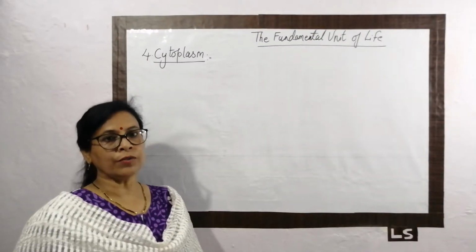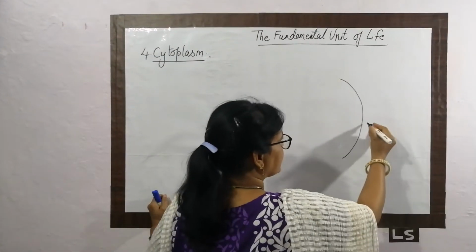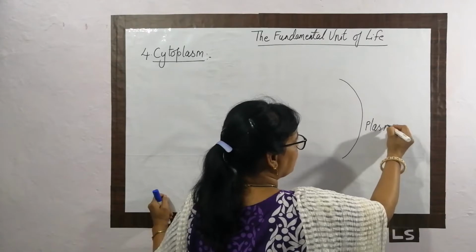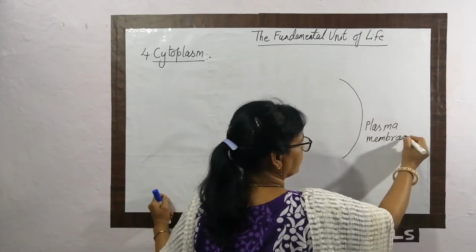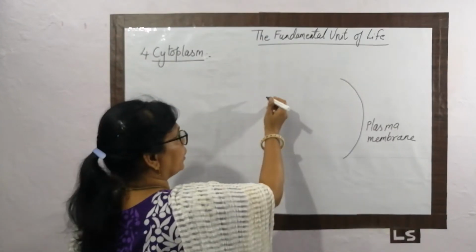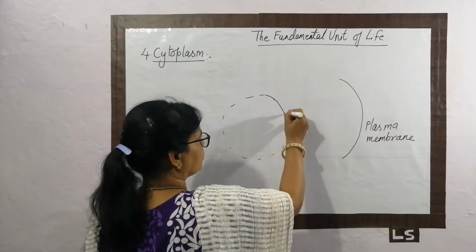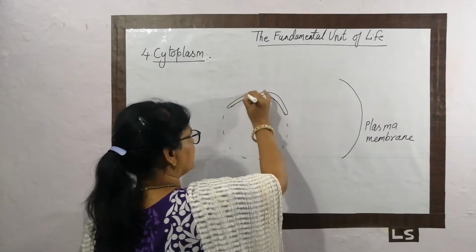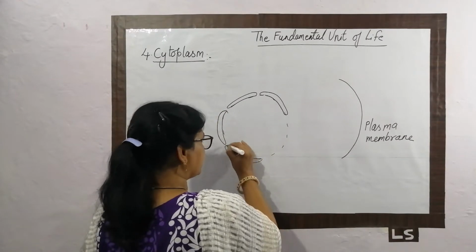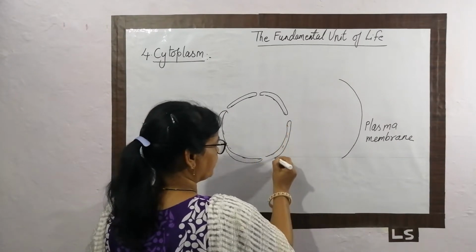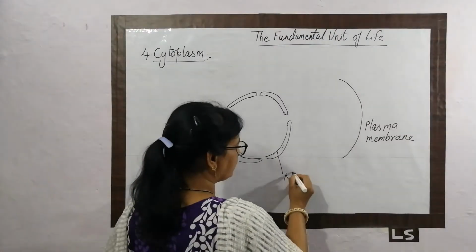What is the position of cytoplasm? We know about the plasma membrane. Let us suppose this is the plasma membrane of the cell. We very well know about the nucleus also. This is the nucleus present in each and every cell. The outermost layer of the nucleus is called the nuclear membrane.